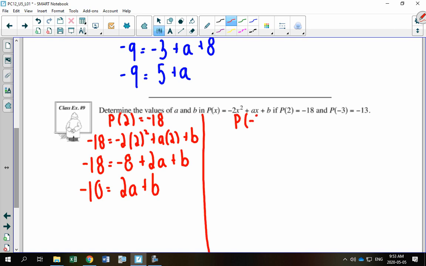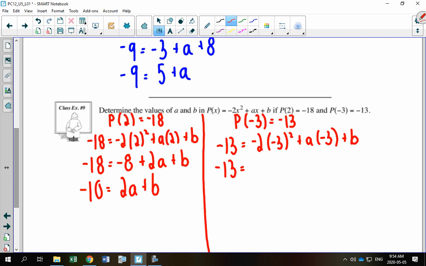So same equation. This time we're going p of negative 3 is negative 13. So we're replacing x this time with negative 3. So negative 2 times negative 3 squared plus a times negative 3 plus b. So negative 13, negative 3 squared is 9. 9 times negative 2 is negative 18 minus 3a plus b. And again, let's just add that 18 to the other side, which makes this equal to, if I add the 18, well, 5 is negative 3a plus b.